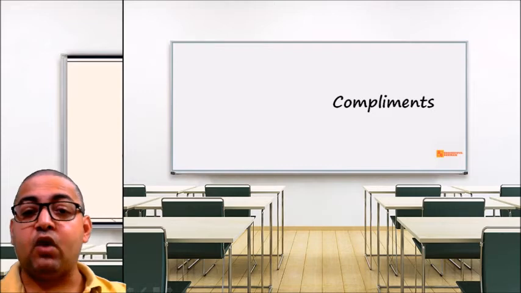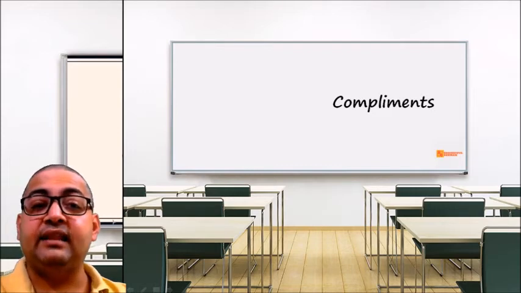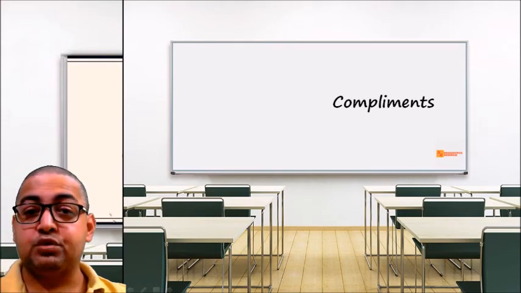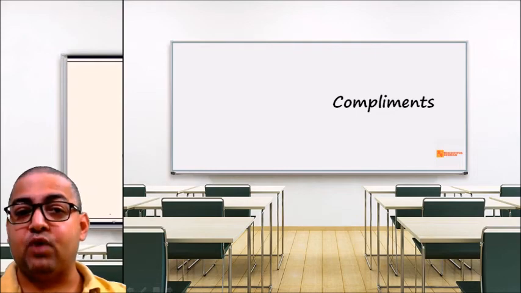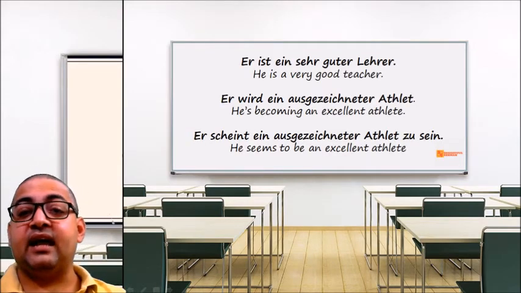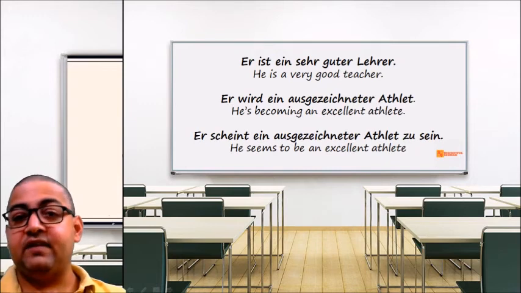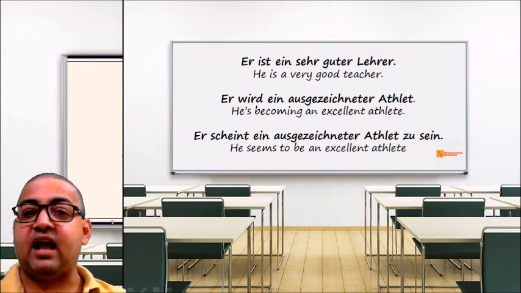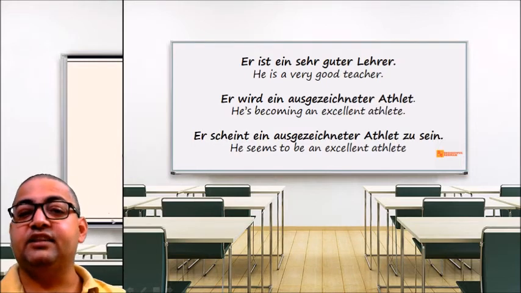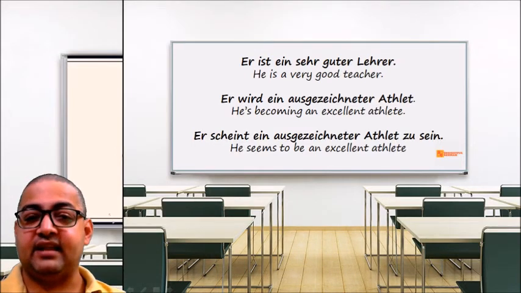Complements of the following so-called copular verbs are in the nominative case. Copular verbs take the nominative case both before and after them. Bleiben, to stay. Scheinen, to seem, to appear. Sein, to be. Werden, to become. For example, er ist ein sehr guter Lehrer. He's a very good teacher. Er wird ein ausgezeichneter Athlet. Er scheint ein ausgezeichneter Athlet zu sein. He seemed to be an excellent athlete.